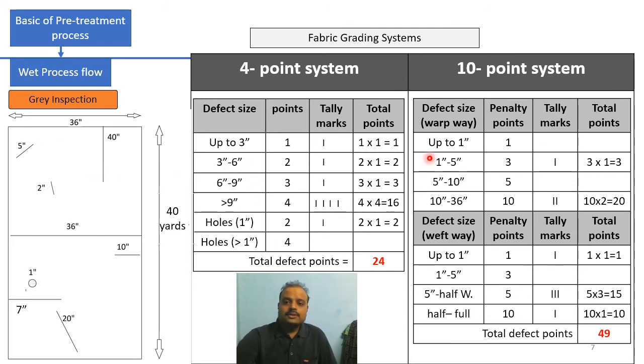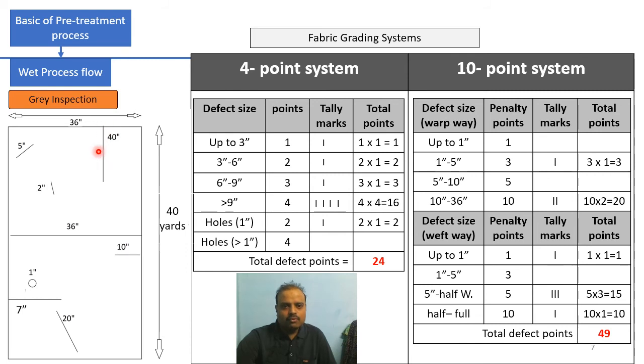So if I consider the 10-point system, 1 inch to 5 inch has 3 defect points. In the 4-point system the defect points are continuous, 1 2 3 4, but in the 10-point system the penalty points are 1, 3, 5 and 10, right? There are warp way defects within 1 inch to 5 inch, so it has 1 tally mark. There are 2 penalty points. Then there are defects between 10 inch and 36 inch, let's say warp way defects.